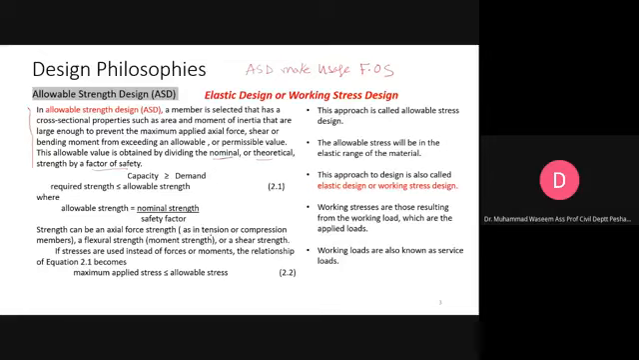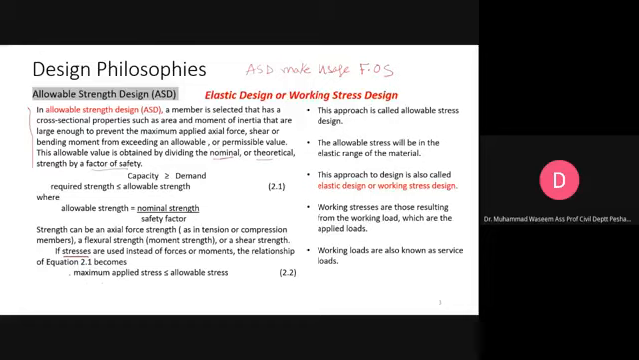Now, this allowable strength can be an axial force strength, as in the members we will see when they are subjected to tension or compression, or this strength can also be a flexure strength, or it can be a shear strength. Now this allowable strength design is also sometimes called the allowable stress design. If you use the word stress instead of strength, we will term this procedure or philosophy as the allowable stress design philosophy.